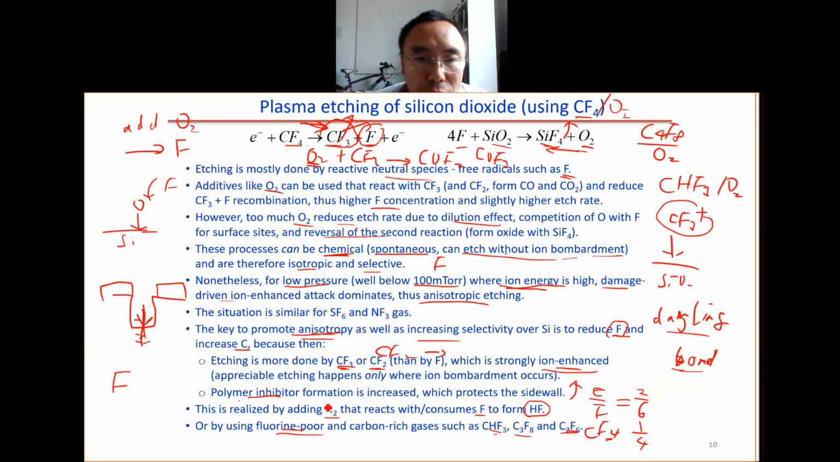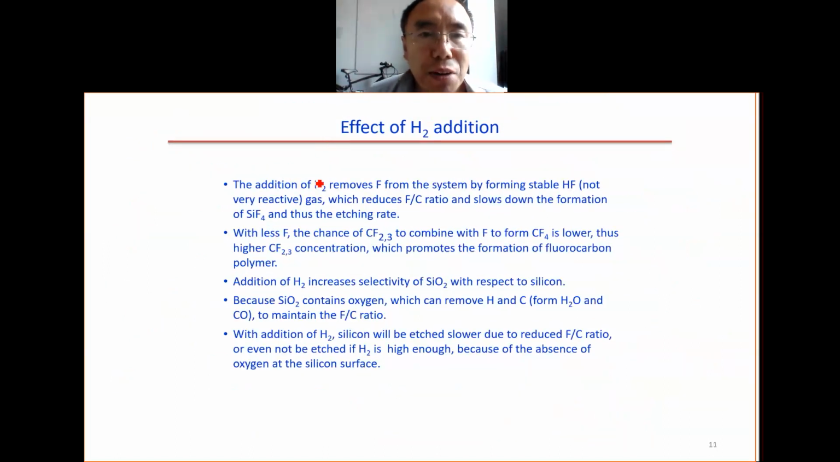So now let's look at the effect of adding the hydrogen. When we add hydrogen to a CF4 plasma, it will form HF. This is not very reactive. So the F will be consumed by the hydrogen to form HF. Then the F over carbon ratio will be smaller. This slows down the formation of silicon tetrafluoride and reduces the etching rate.